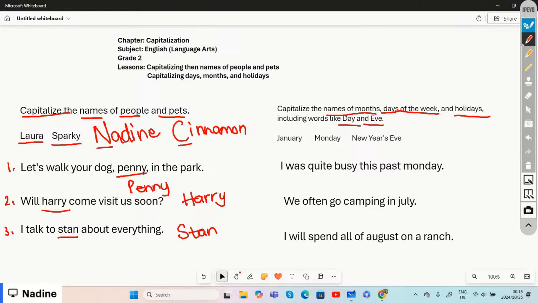And an example of capitalizing names of months, days of the week, and holidays. We can say January. We capitalize the months of the year, they definitely need to be capitalized, January to December. Then we have Monday. Monday is a day of the week, and we have 7 days in the week.